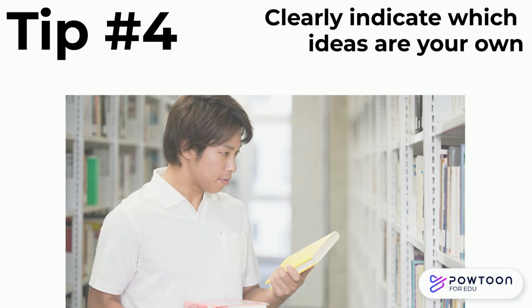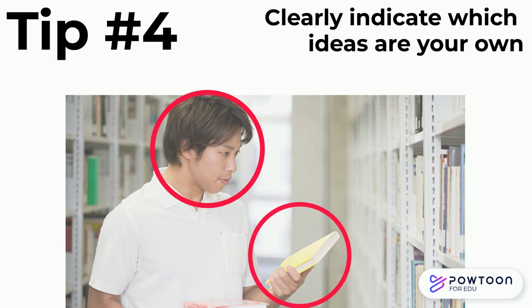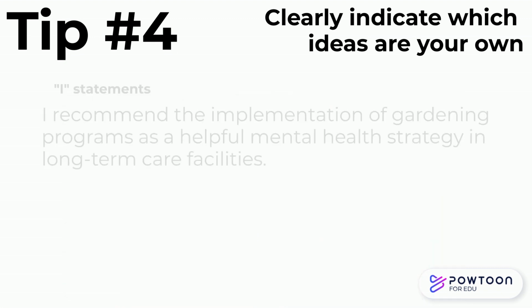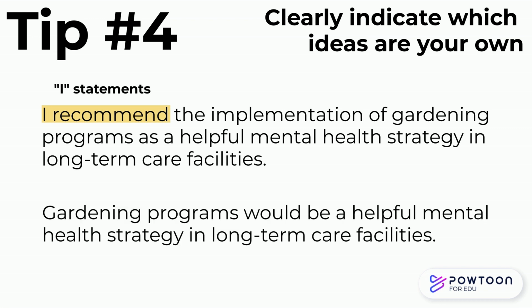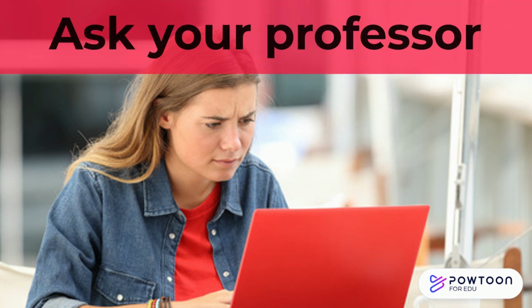Tip number 4. Clearly indicate which ideas and opinions are your own in relation to the literature you're discussing. In some disciplines, you would state your opinion by using I statements in your paper. This example reads, I recommend the implementation of gardening programs as a helpful mental health strategy in long-term care facilities. Whereas in other disciplines, any statement without citation information is assumed to be the writer's interpretation. This example reads, gardening programs would be a helpful mental health strategy in long-term care facilities. If you are not sure what the standard is in your discipline, ask your professor.